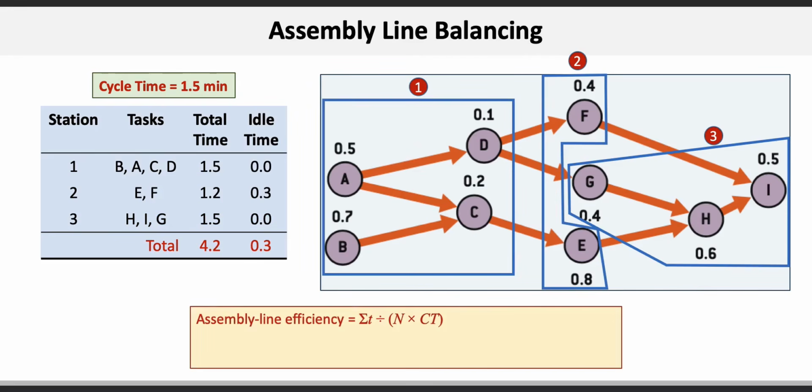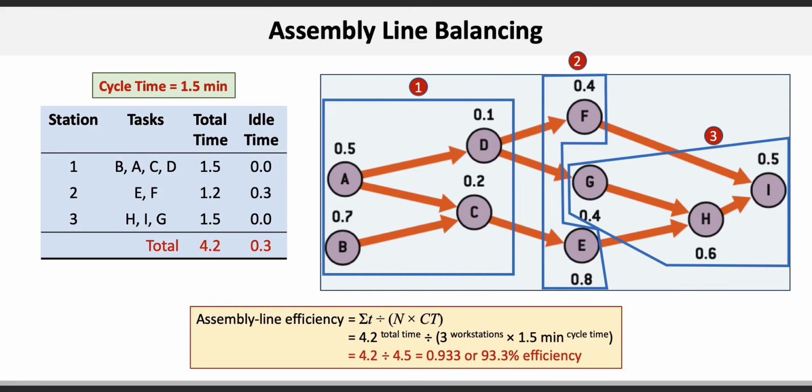Finally, we can determine the efficiency of the balanced line by simply taking the sum of the workstations and dividing by the number of workstations times the cycle time. Total time is 4.2 minutes divided by 3 workstations times the 1.5 minute cycle time. This reduces to 4.2 divided by 4.5, which equals 0.933 or 93.3% efficiency.